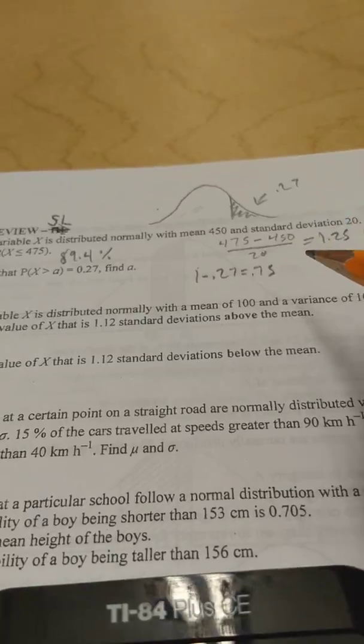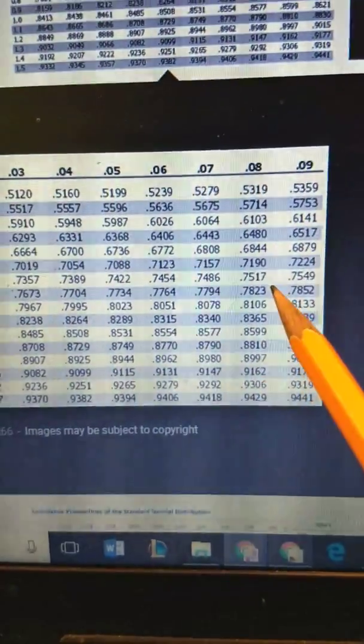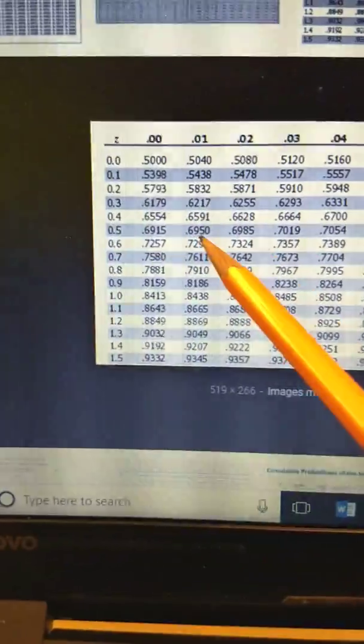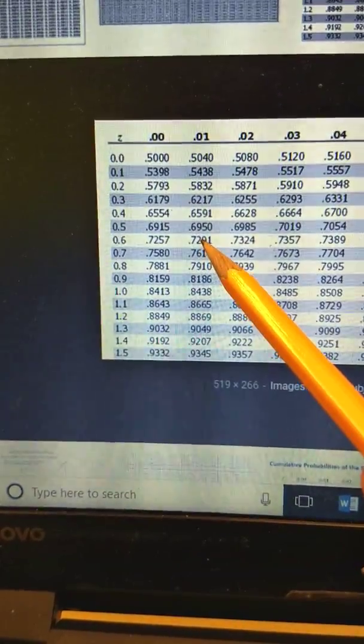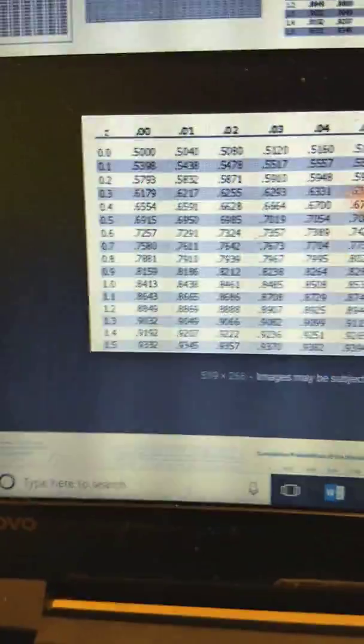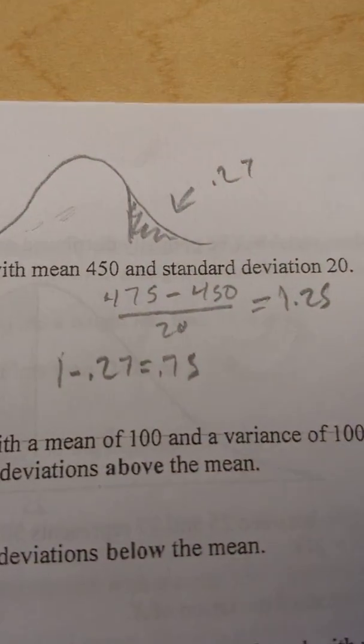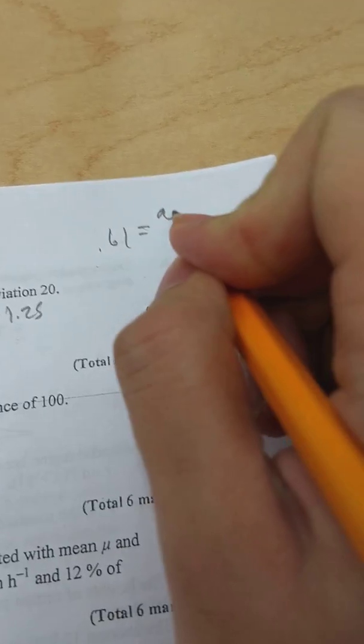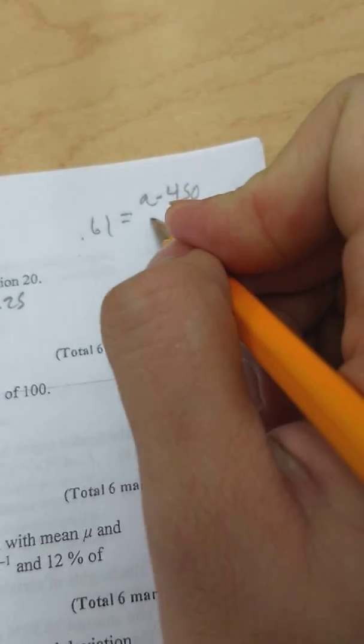And so we just simply have to hunt down 0.73 on our z chart over here, and the closest we can get to 0.73 on this handy dandy z chart is approximately here, 0.7291, and so that's 0.61. If we have a z number of 0.61, that equals a minus 450 over 20.